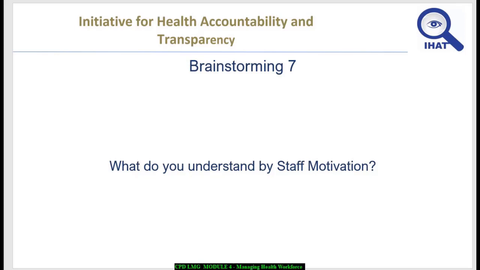Looking at staff motivation, what do you understand by staff motivation? You may wish to take notes on keywords of your understanding of staff motivation.